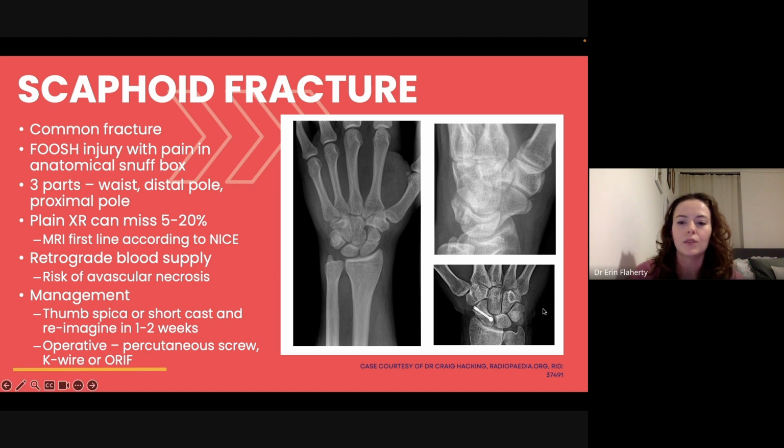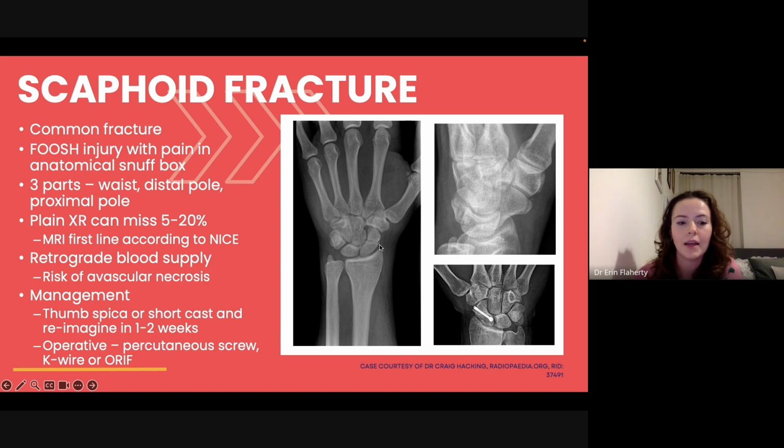And this is really important because of the blood supply to the scaphoid. So it's actually a retrograde blood supply. So the blood supply comes in at one of the ends of the pole. I believe it might be the distal pole. About 80% of the blood supply to the scaphoid comes in and retrogradely travels back through the scaphoid itself.